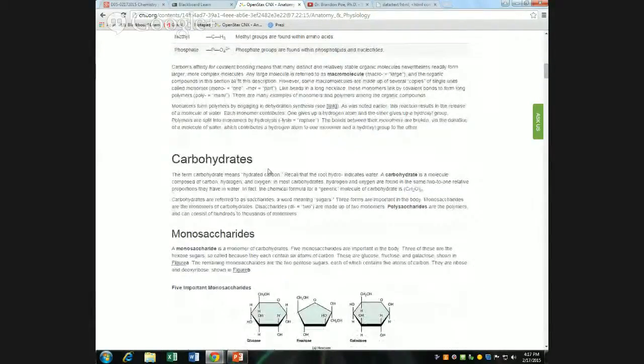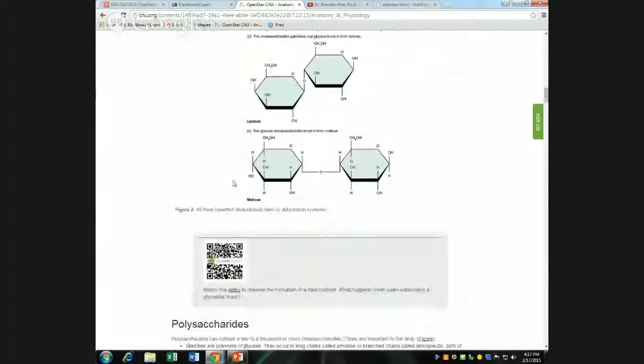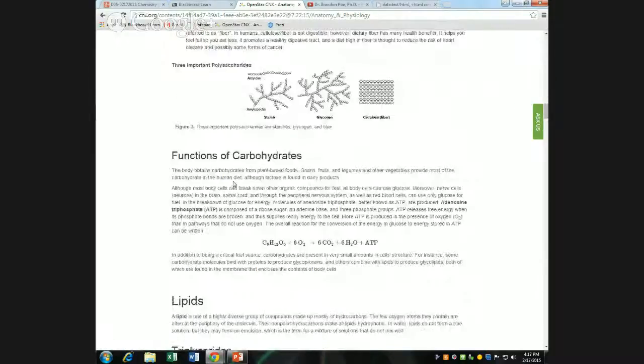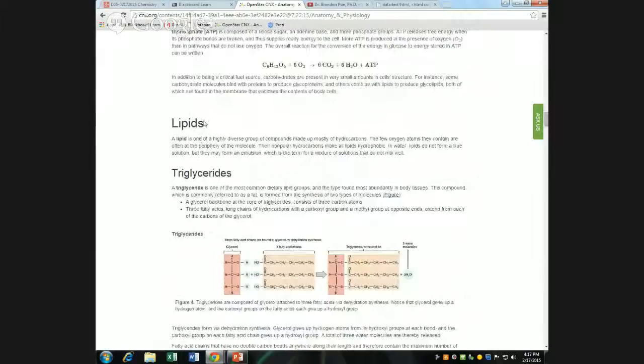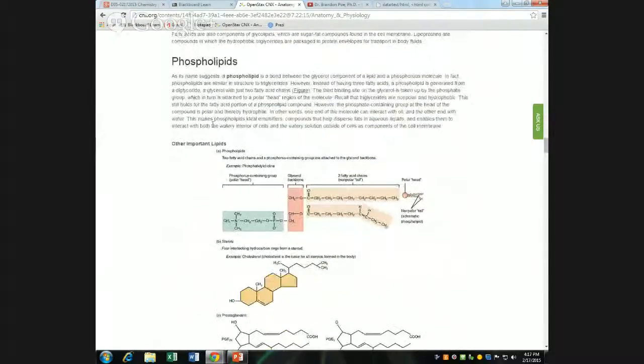Then it goes through what we call the major macromolecules. There's carbohydrates, which are often referred to as sugars, showing a few different types there. And then lipids, which are often referred to as fats. And phospholipids being some of the more important types of those, especially for this class.